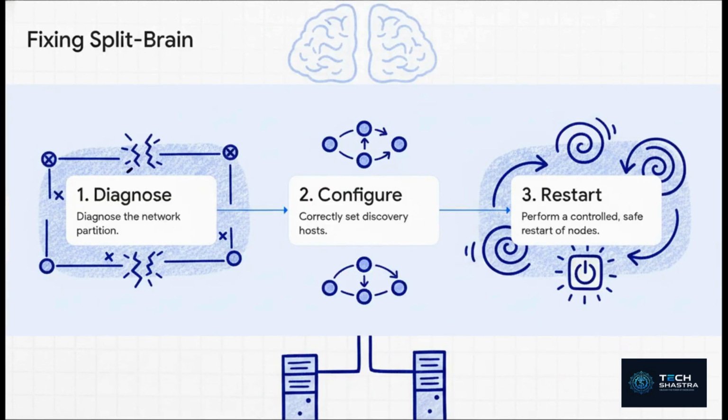I know, split brain sounds absolutely terrifying, but it's really just a classic networking problem where your nodes get confused and can't talk to each other. Knowing how to methodically fix it is what separates a junior dev from a seasoned pro. And this isn't just about server uptime. It's the kind of skill that saves you from a 3 a.m. panic call and really gets you noticed by your team.